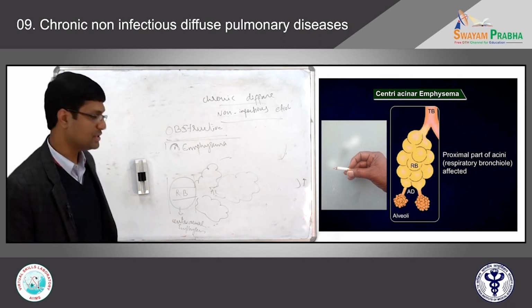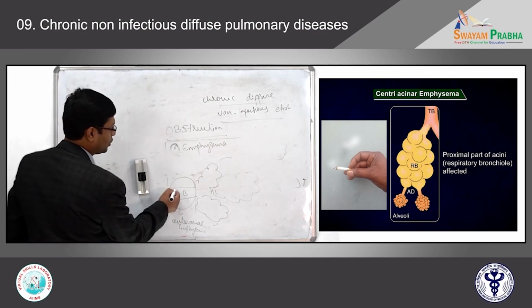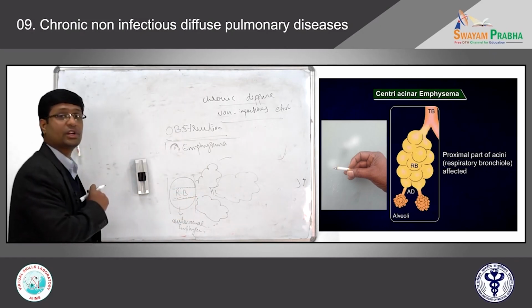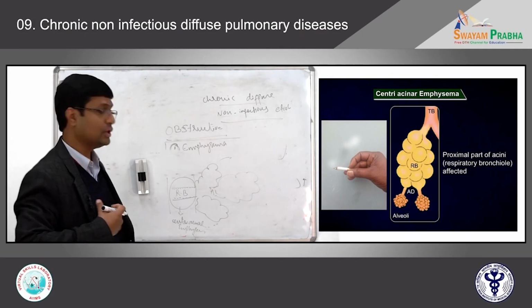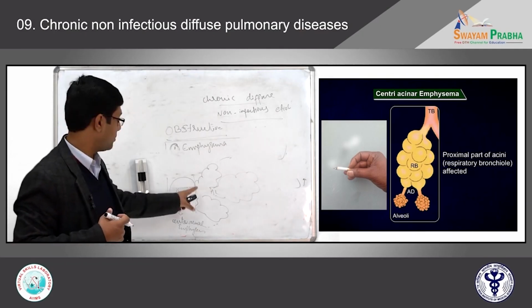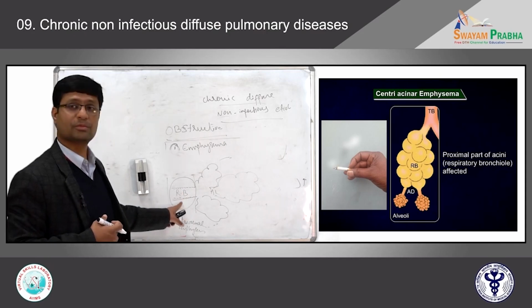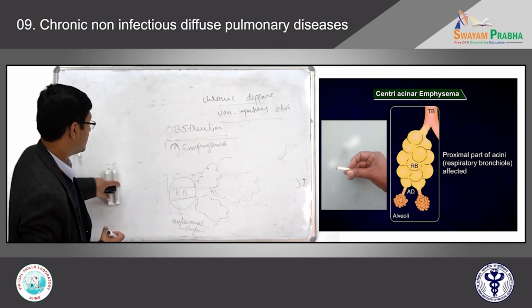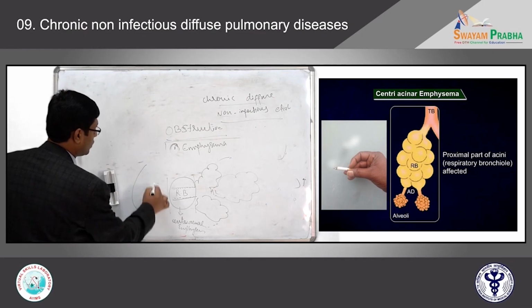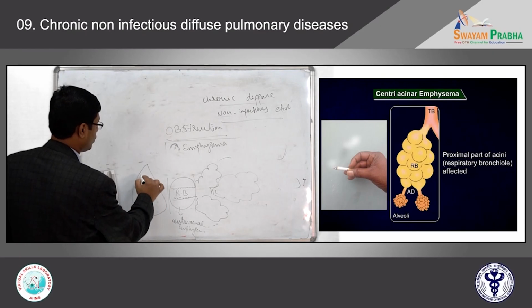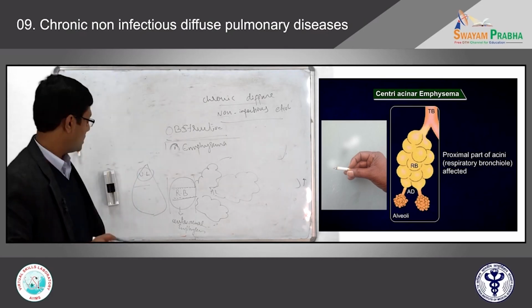When you examine these, the respiratory bronchioles will show smoke-related dust particles deposited on their walls, leading to gross dilatation of the respiratory bronchioles. Grossly, on the whole lung, centriacinar emphysema is more prominently seen in the upper lobes. That you should remember: upper lobes.